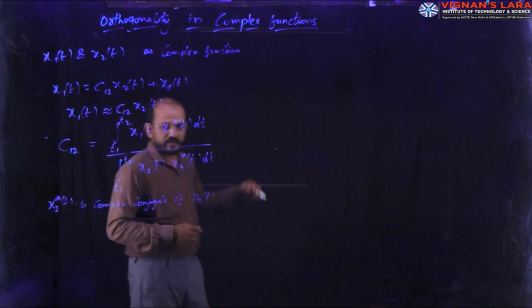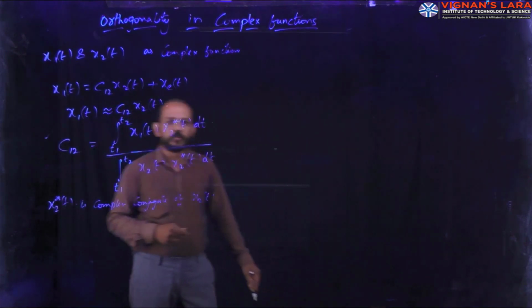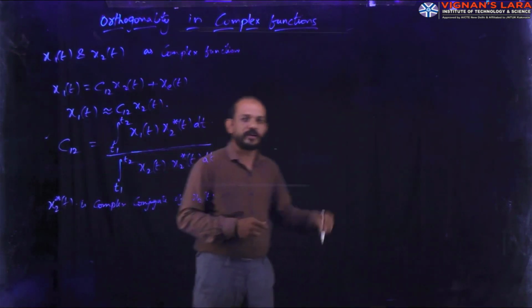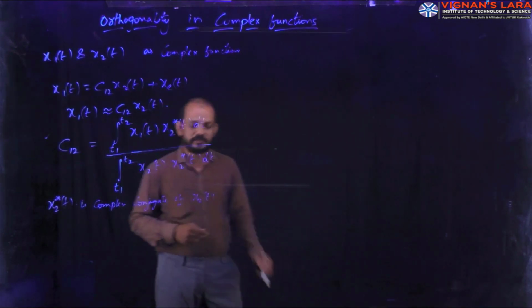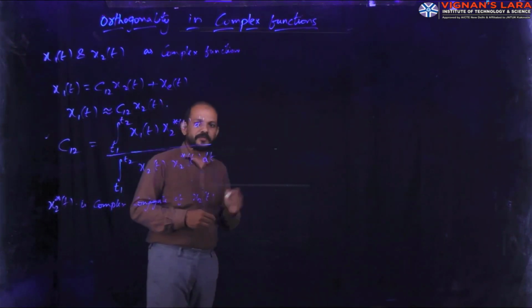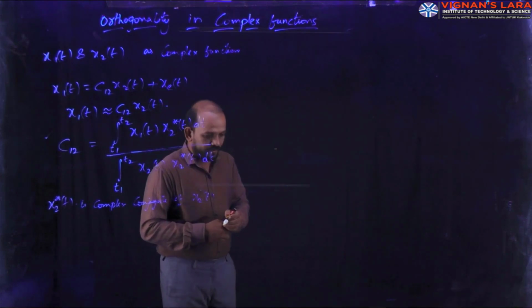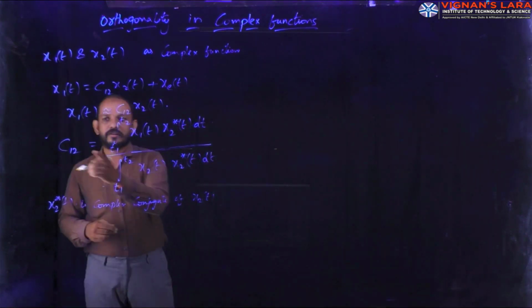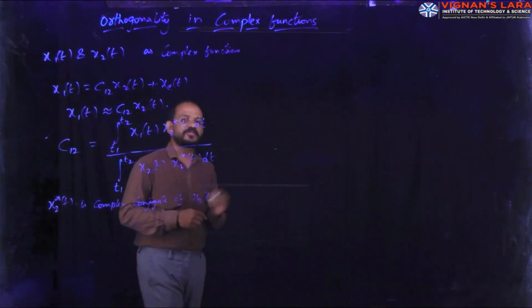What is the condition for two vectors to be orthogonal? Simple. The dot product of the two vectors should be equal to 0. Okay, and we can say two vectors are orthogonal if C12, the value of the constant, is 0.